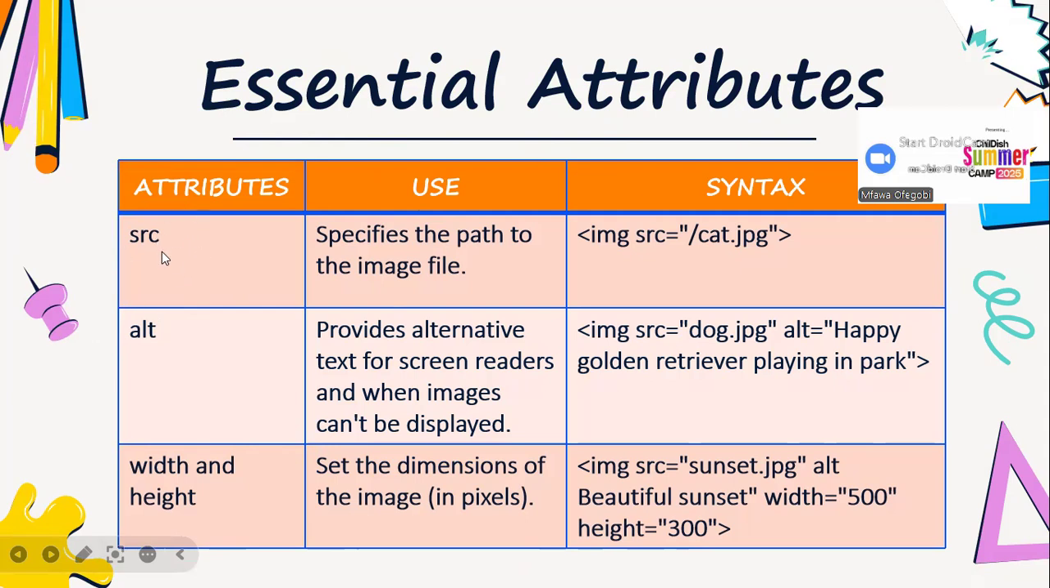The first attribute is the src attribute. src stands for source. It specifies the path to the image file. The same thing applies to the src attribute for audio elements and video elements. The next attribute is the alt attribute. It provides alternative text for screen readers and for when images can't be displayed.